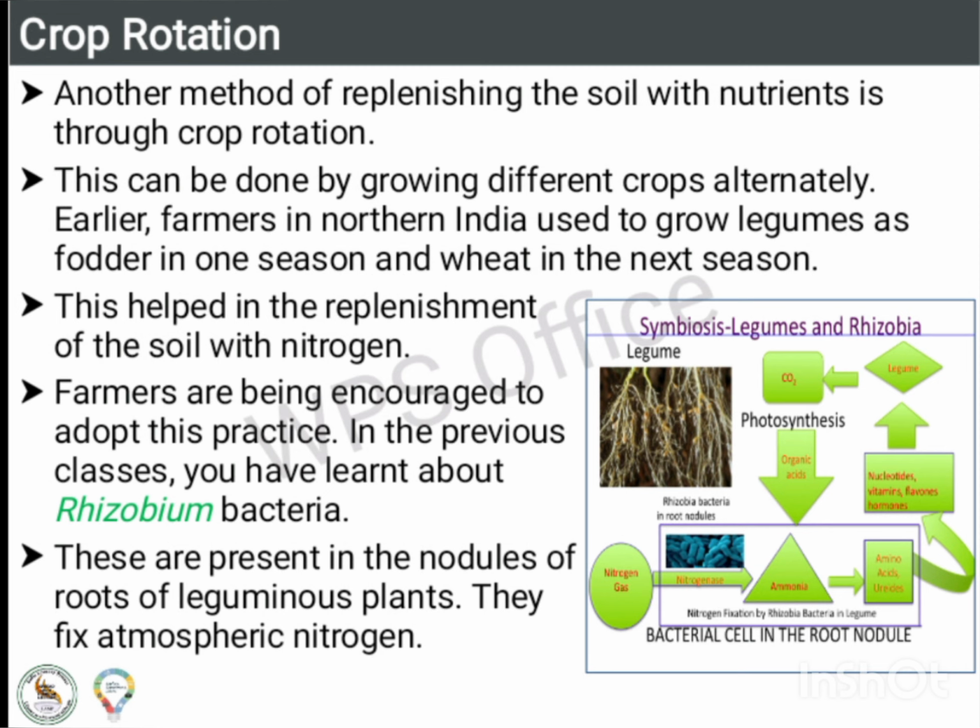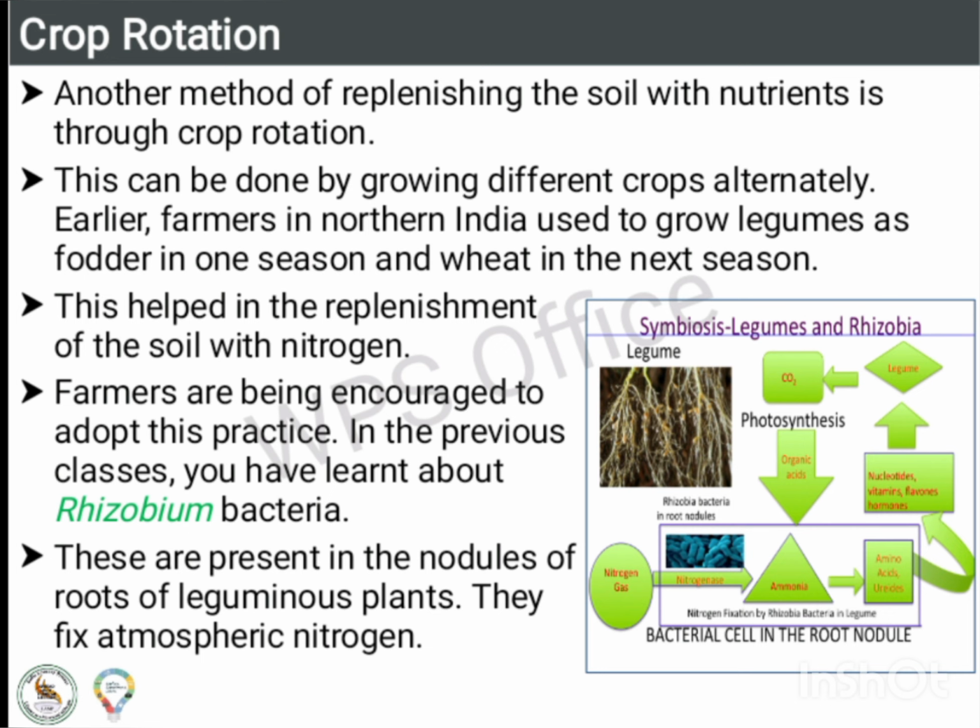Crop rotation. Another method of replenishing the soil with nutrients is through crop rotation. This can be done by growing different crops alternately. Earlier, farmers in northern India used to grow legumes as fodder in one season and wheat in the next season. This helped in the replenishment of the soil with nitrogen. Farmers are being encouraged to adopt this practice.